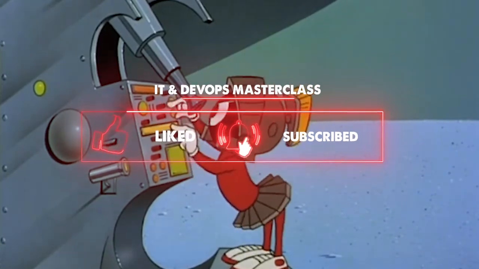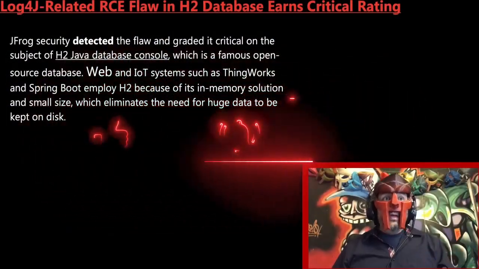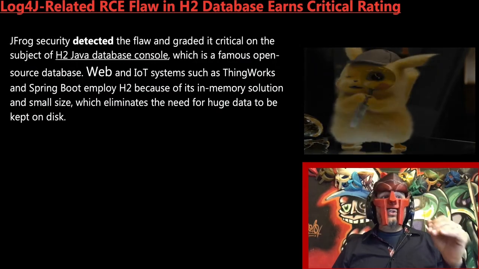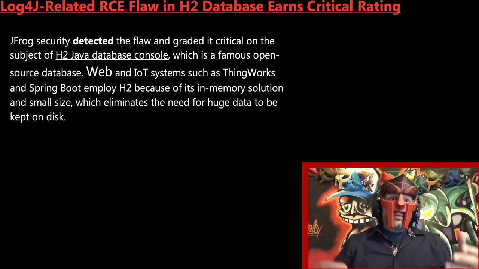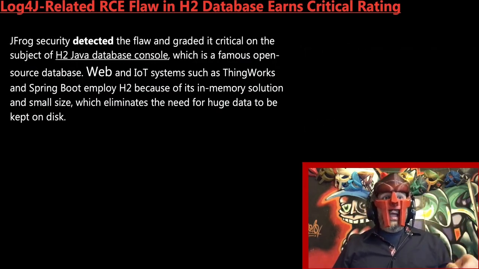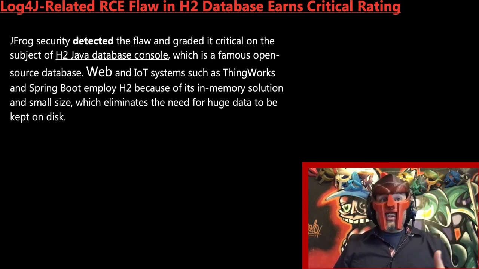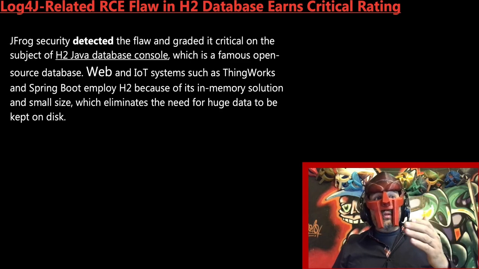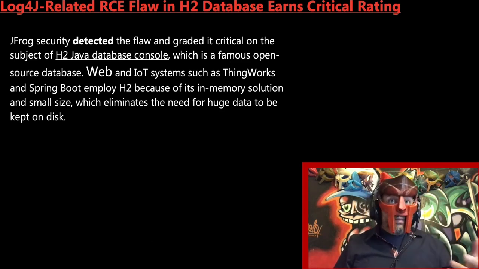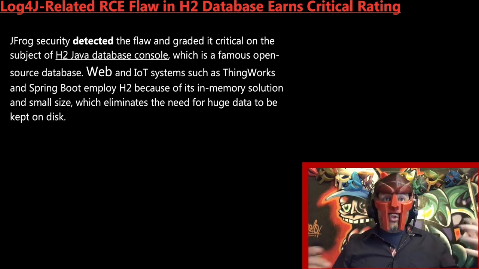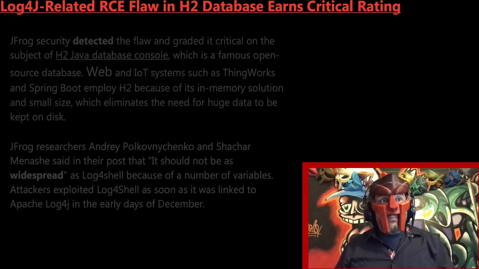I could pinch them. JFrog Security detected the flaw in the H2 Java database console, which is a famous open source database, and gave it a rating of critical. Web and IoT systems such as ThingWorx and Spring Boot employ H2 because of its in-memory solution and small size, which eliminates the need for huge data to be kept on the disk.